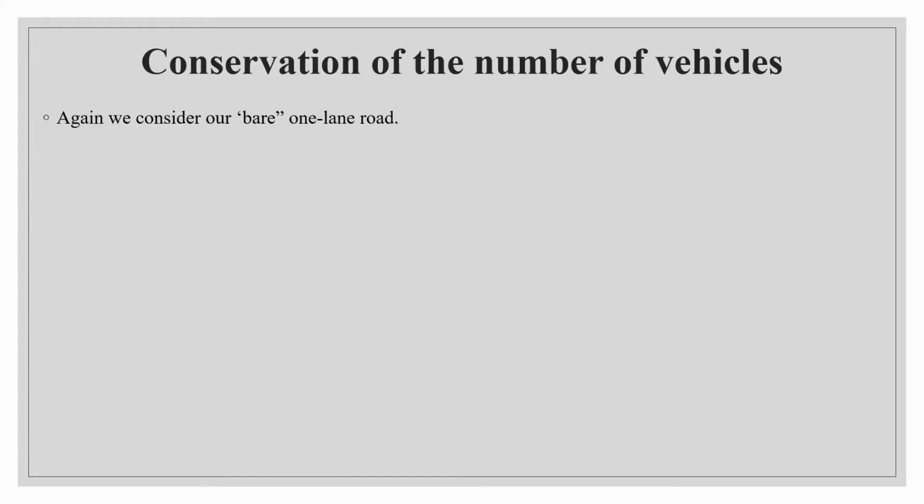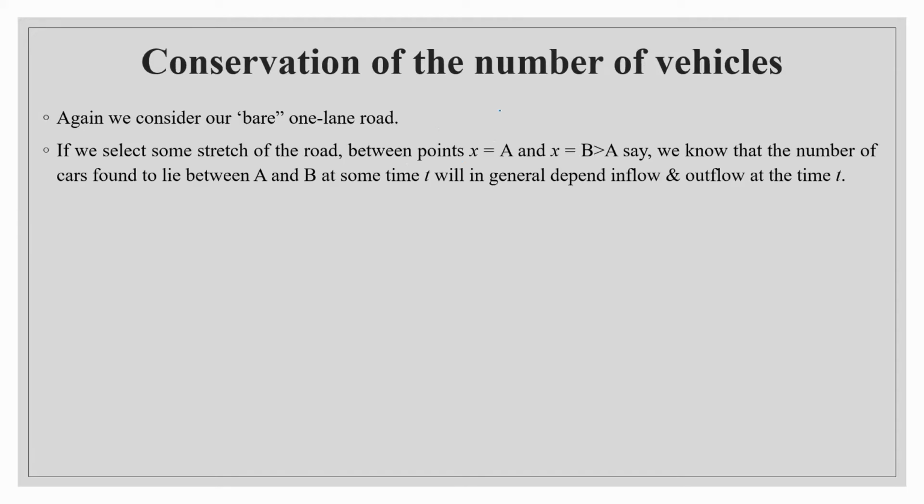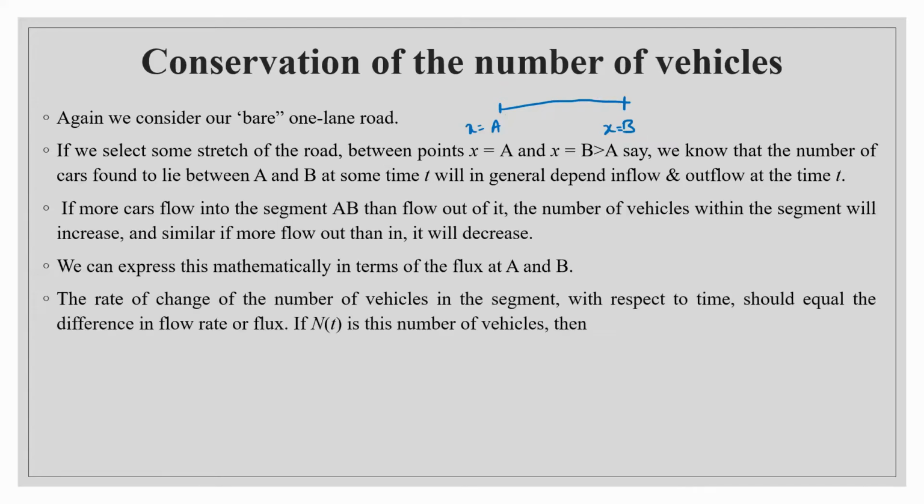For this again we have to consider that we have a one lane road, and suppose that one point is A and the other point is B. This is my road, and one point is x equal to A and the other point over here is x equal to B, and we will see what is the inflow and outflow between these 2 points, and obviously the number of cars which will remain will depend upon the inflow and outflow at any time t. So just see mathematically what this means.